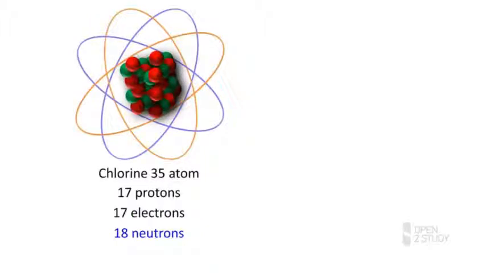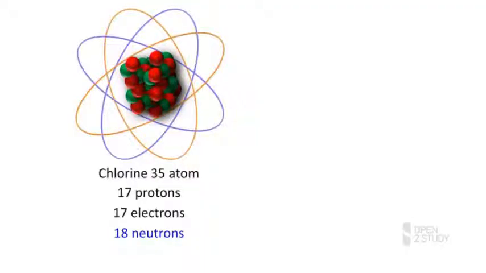Here I have a chlorine atom. I'll save you counting the protons. So it's chlorine. Check your periodic table. By definition, chlorine has 17 protons. It will have 17 electrons with a negative charge to go with those 17 protons. But what I want to focus on is the neutrons. It has 18 neutrons. If you add 17 and 18 together, you get 35. So the mass number for this chlorine atom would be 35.